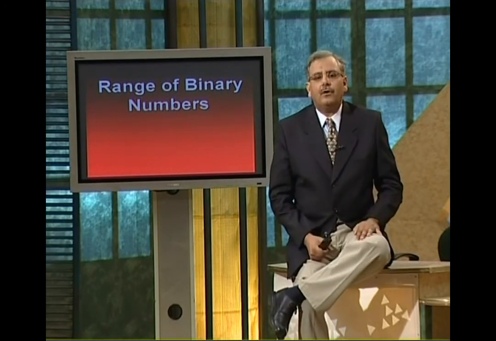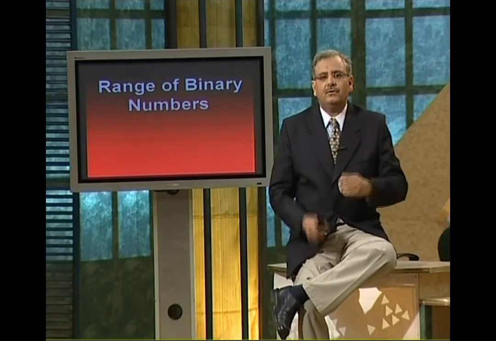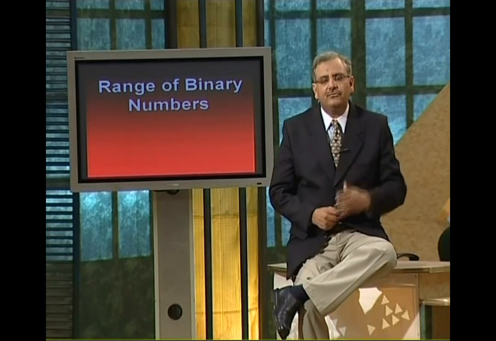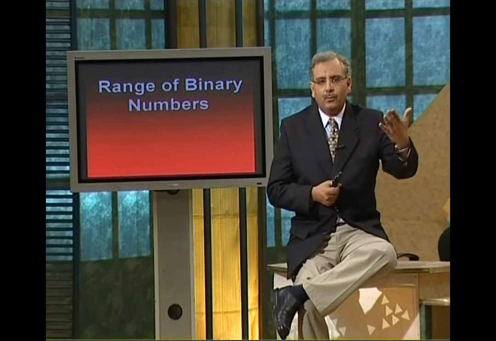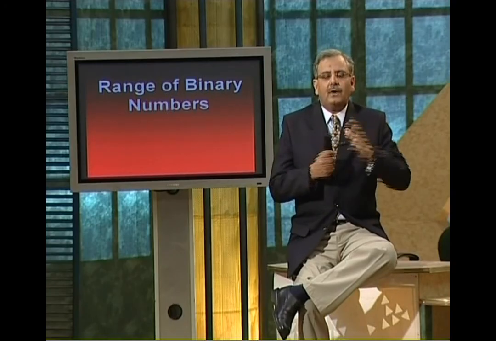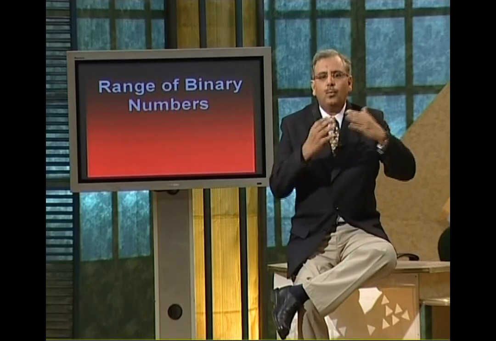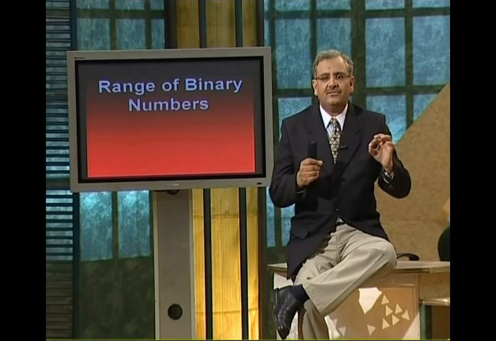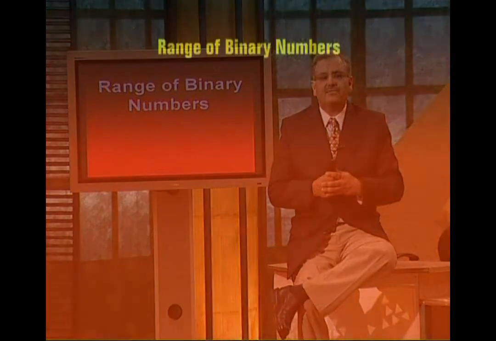Now, we have talked about representing binary numbers using unsigned representation. We have mentioned representing signed numbers using signed magnitude representation. And we have used another way of representing binary numbers using the 2's complement method. So how are these 3 methods of representing numbers different? What are the ranges of numbers which these 3 representations can represent? Let's have a look at these 3 numbers.